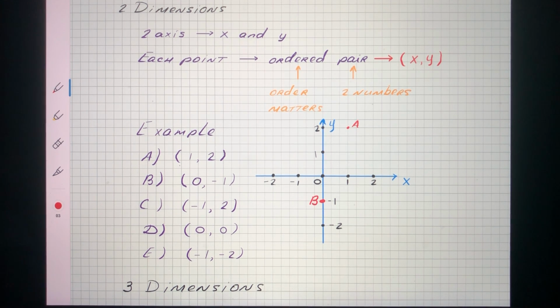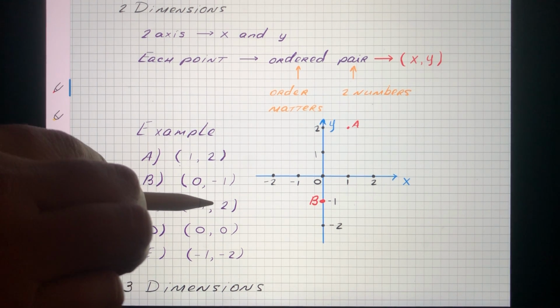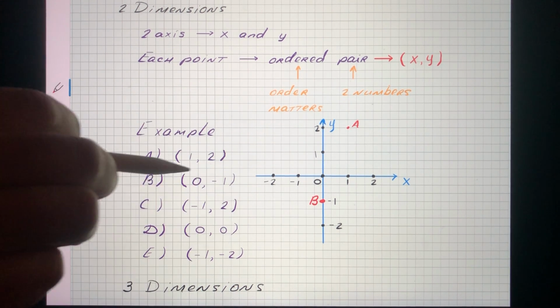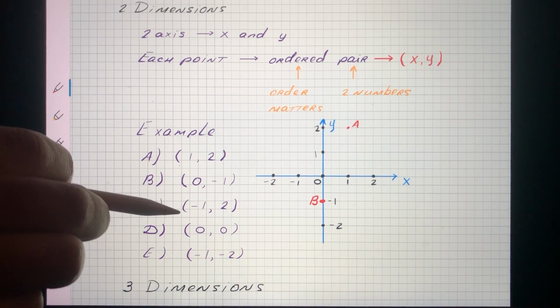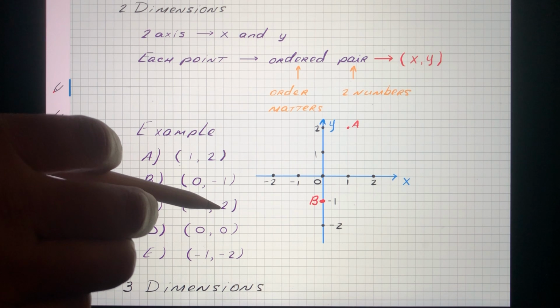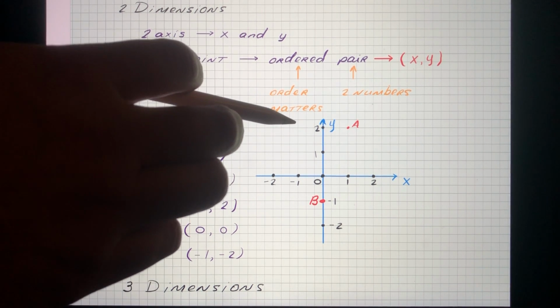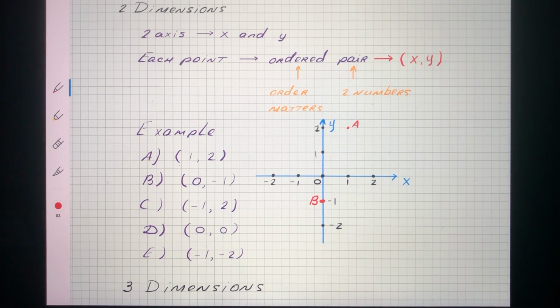This is the B. The next example is -1, 2. So starting at the crossroads, we take 1 step backwards because the x number is negative. 1 step backwards, and then 2 units up because the y number is positive. So from here we go 1 up, 2 up, and that's where we'll end. So our point C will end up being right here.